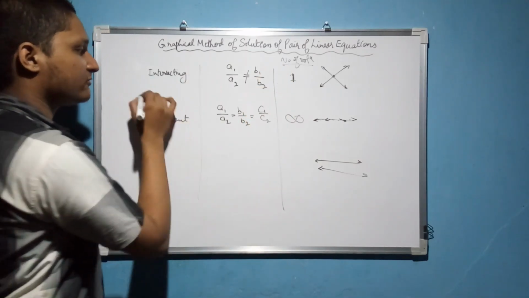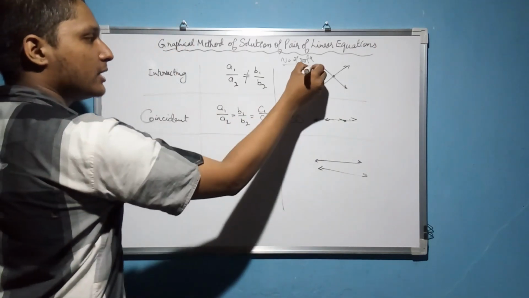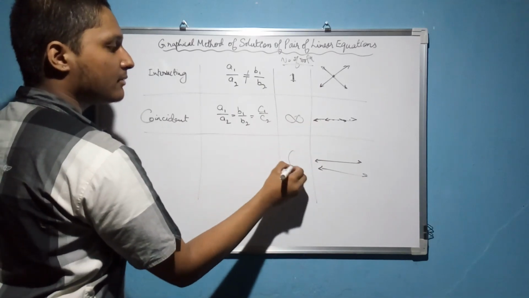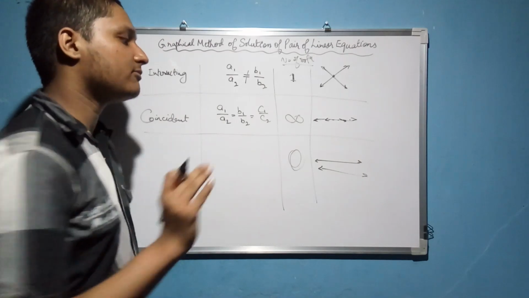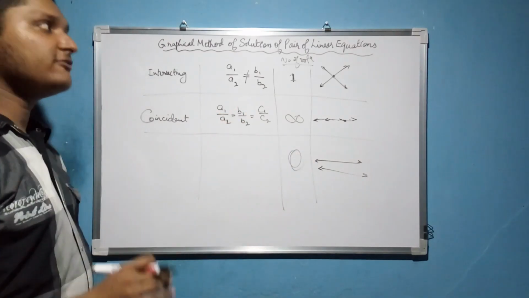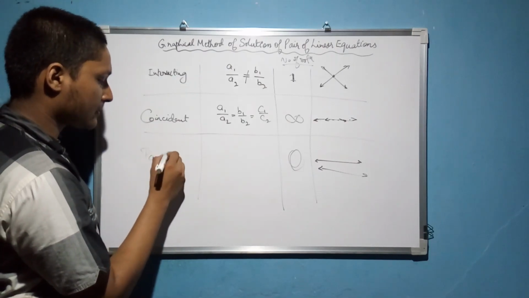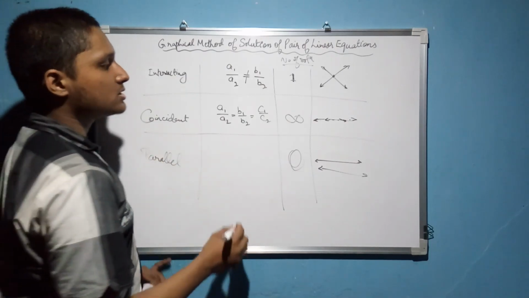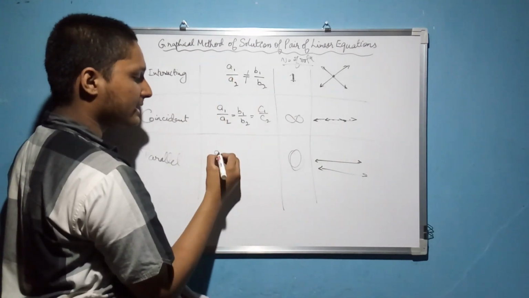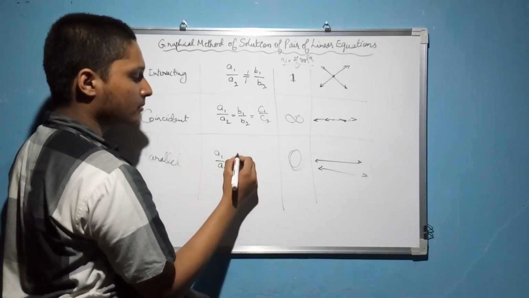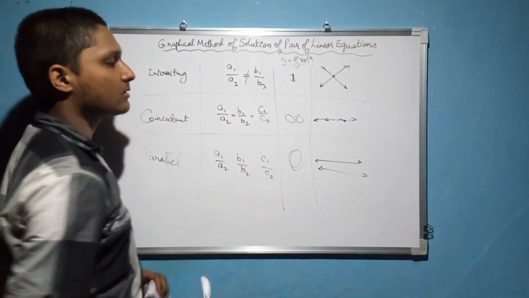Now we have the set of parallel lines. Since parallel lines are inconsistent, the number of solutions is 0. They cannot have any particular solution for that pair of linear equations. So what will be the condition? It should be similar to this, comparing a1 by a2, b1 by b2, and c1 by c2.